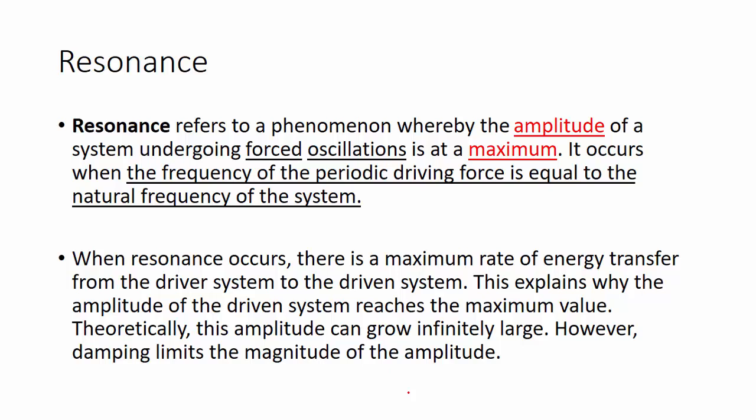So what happens at resonance, when the frequency of the external force is equal to the natural frequency of the system, is that there is a maximum rate of energy transfer from the force to the oscillator. That's why, because you keep on providing energy, the amplitude will become larger and larger. If there is no damping force, this amplitude can swing until it's so large that it can break the system. But usually there's some kind of damping force that takes away some of the energy, so it will limit the amplitude so that it doesn't become very big, right?